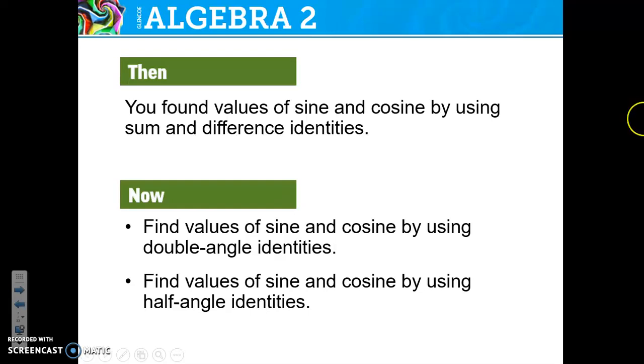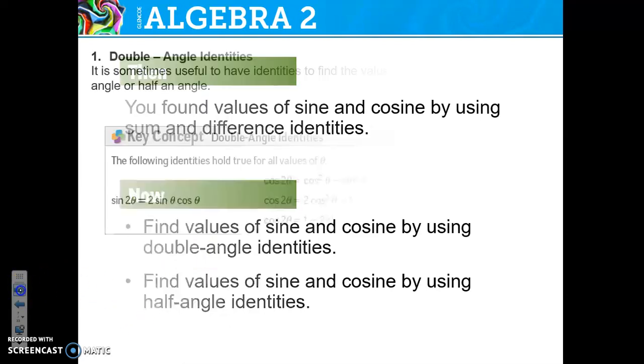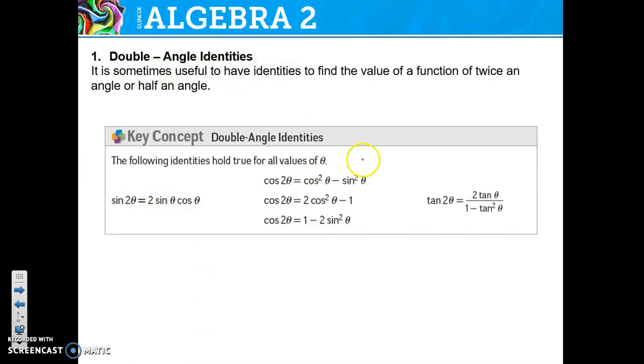Okay, this is section 13.4, which is going to be about double angle identities and half angle identities. In the last section, we talked about sum and difference identities, so now we're going to talk about what we call double angle and half angle. And sometimes we can use these to find the value of a function that's twice an angle or half of an angle that we're familiar with.